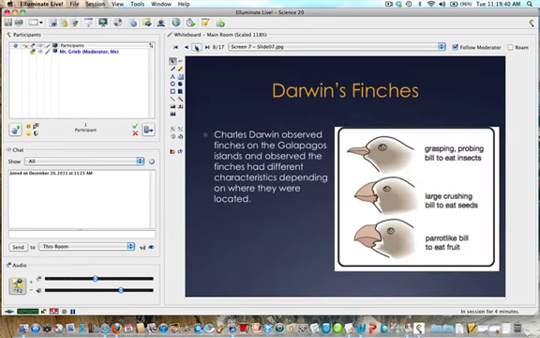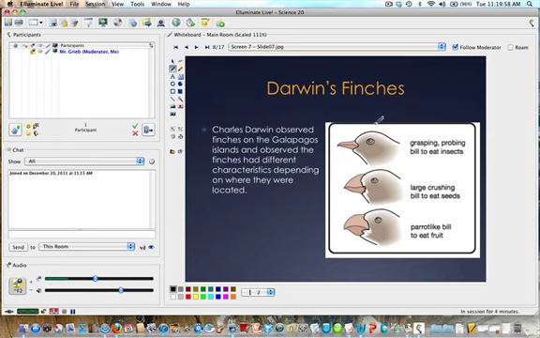Now, Darwin's finches. Charles Darwin observed finches on the Galapagos Islands and observed that the finches had different characteristics depending on where they were located on the island. In some areas of the island, you saw finches that had more of a grasping, probing bill to eat insects because insects were more plentiful in that part of the island. You also have those that had a bigger beak that was large for crushing and eating seeds. And then there's also a parrot-like bill to eat fruit. So the different bills on the finches were the variation that Darwin observed.